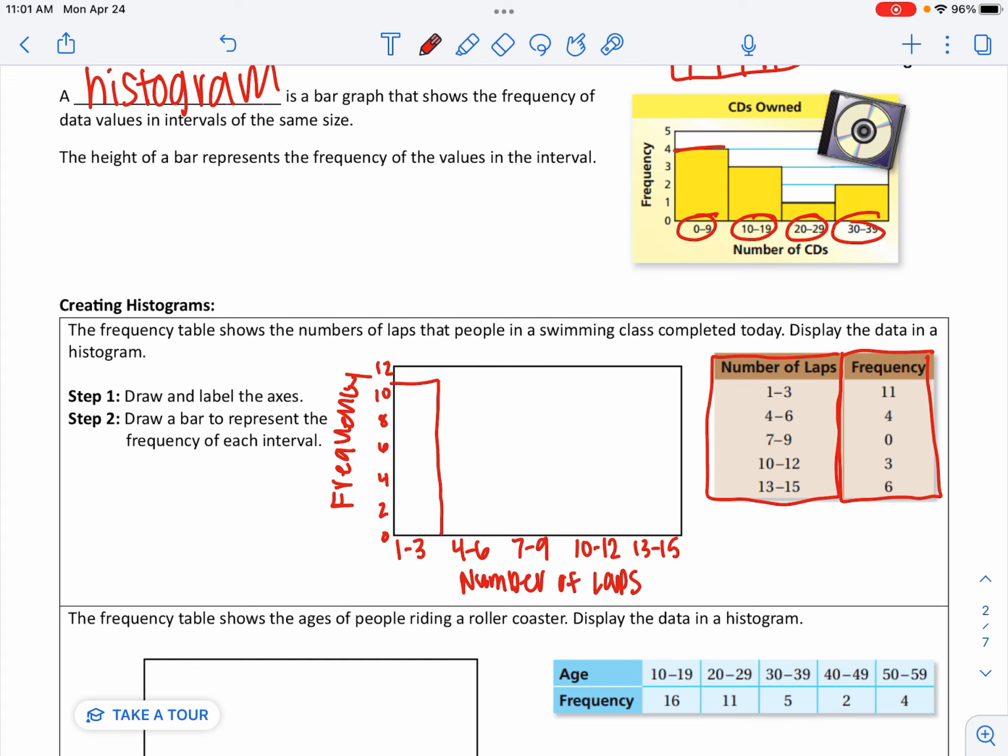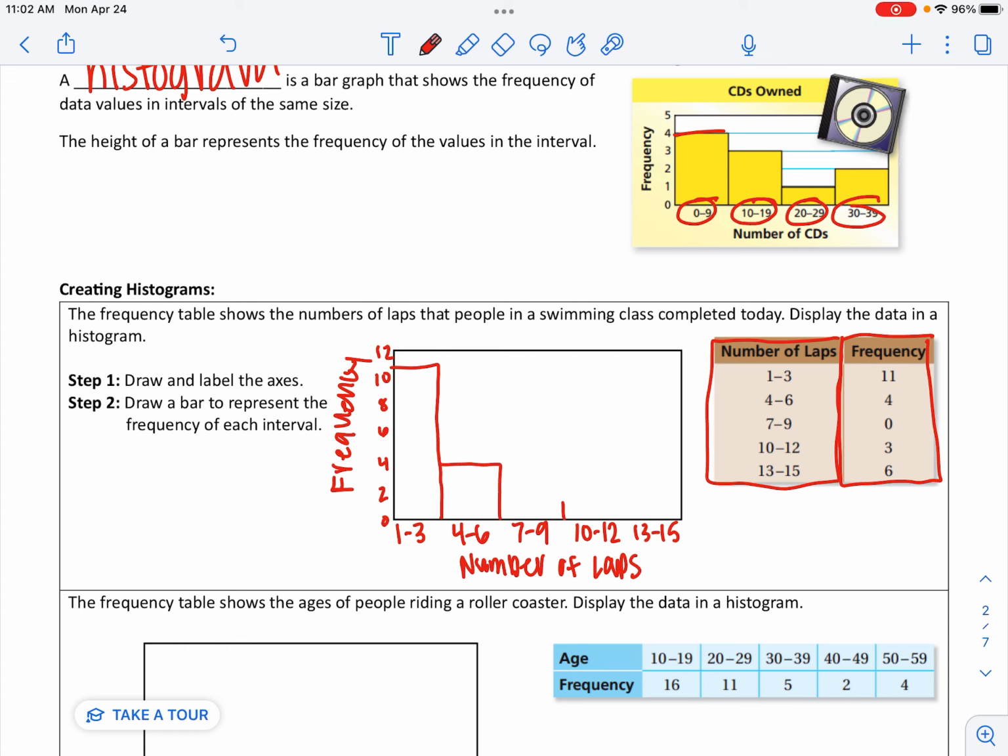Okay. So there were 11 people that swam 1 to 3 laps. So that means my 1 to 3 laps has to go up to 11, right in between 10 and 12. Okay. 4 people swam 4 to 6 laps, so my 4 to 6 has to go up to 4 like that. 0 people swam 7 to 9 laps, so I don't do anything with the 7 to 9 right here. This just stays blank. 3 people swam 10 to 12, so I would go up to 3. And then 6 people swam 13 to 15, so 13 to 15 has to go up to 6. So that would be my histogram. Okay. So all you do is copy what's in the table and create a histogram using it.